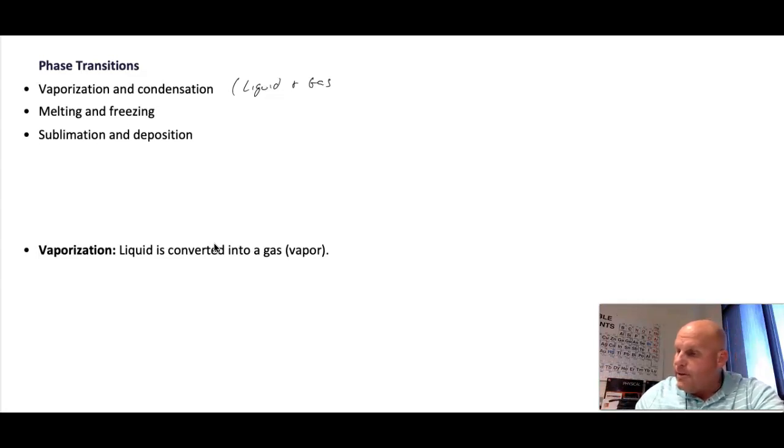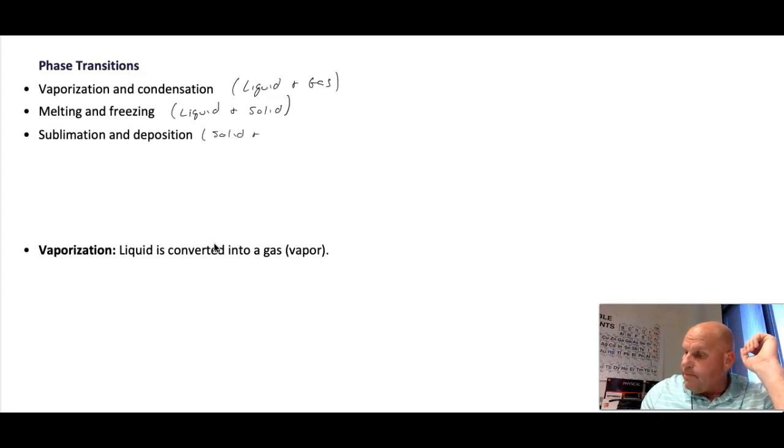Melting and freezing is the phase transition between the states of liquid and solid. And sublimation and deposition is between solid and gas. So in each of those cases, in going in one direction from one to the other, liquid to solid is freezing, solid to liquid is melting.